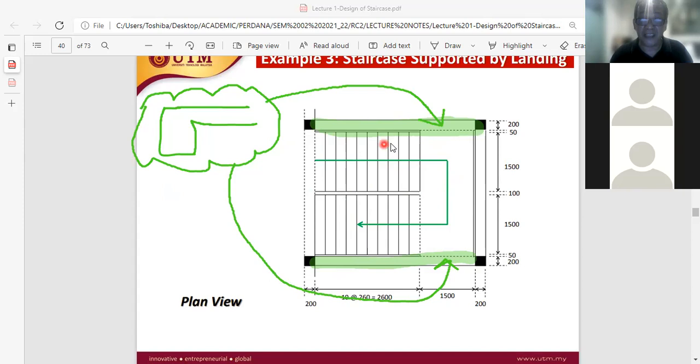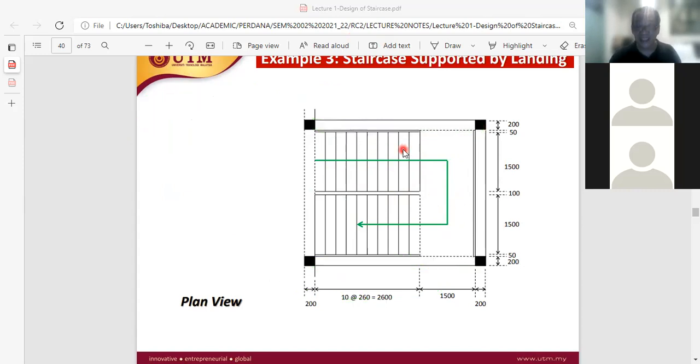The same principle applies. Reaction from this staircase will then be transferred kepada the landing, and then barulah landing tu boleh direka bentuk. Okay, so then this is the direction ataupun solution for example number 2. Yeah. Any question yang tak apa jelas?